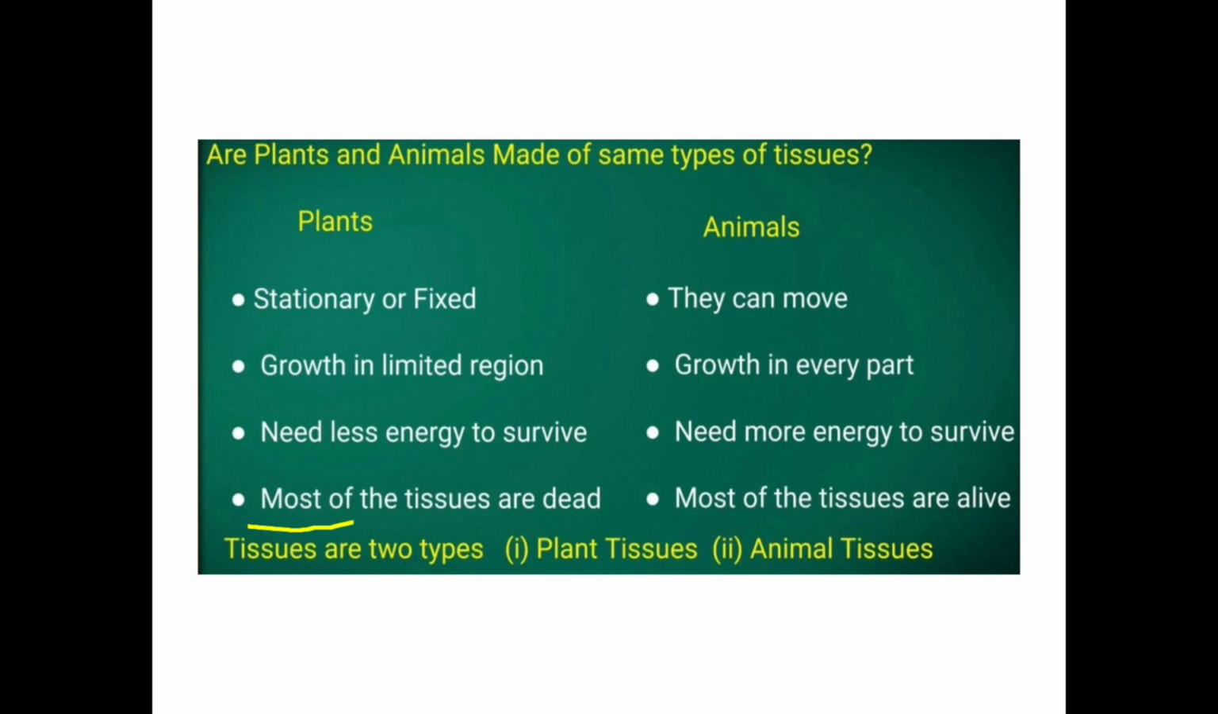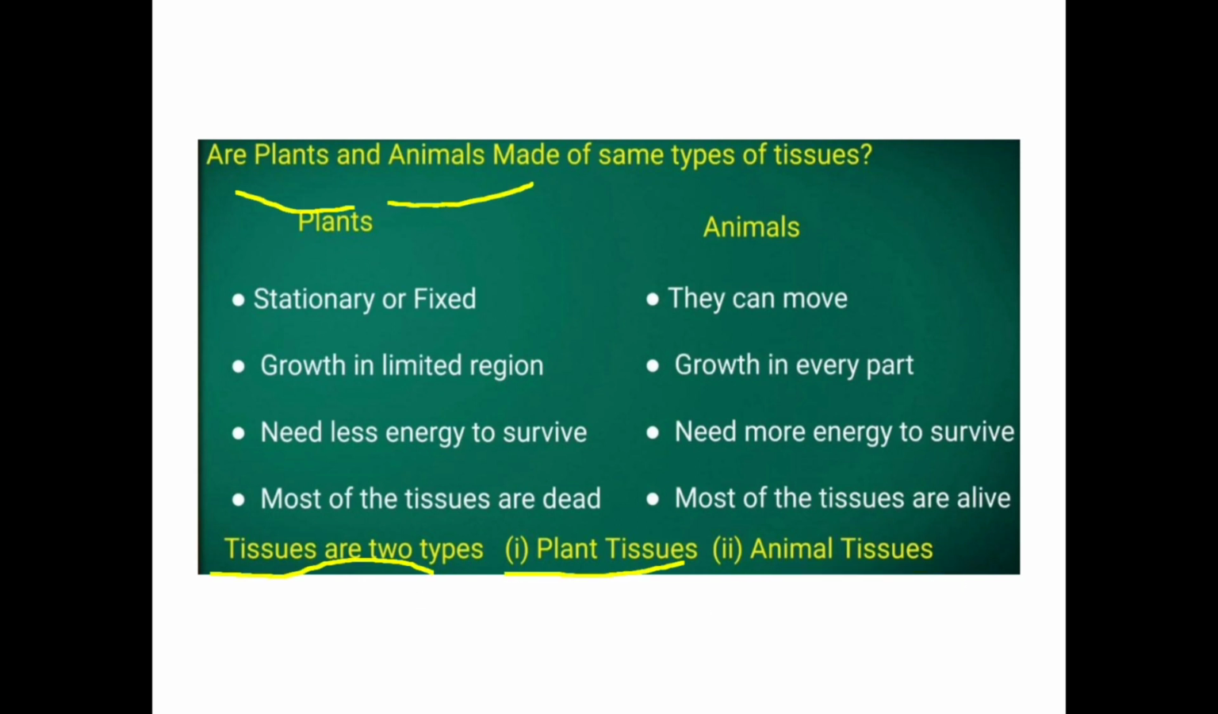Then most of the tissues of plants are dead, while most of the tissues in animals are alive. In trees, we see the bark, which is dead tissue or dead cells. So these are the differences between plant tissue and animal tissue. We can understand that there are many differences between them, so there is a different classification for plant and animal tissue. That means there are two types of tissues: one is plant tissue and the next one is animal tissue.